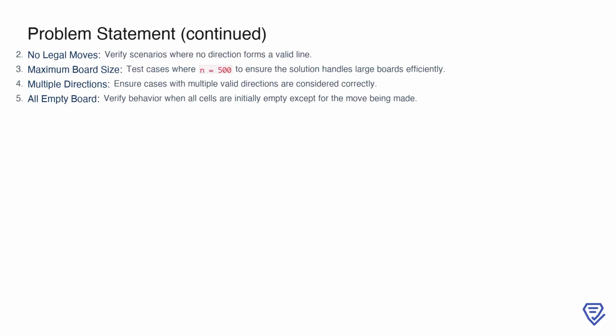To ensure your solution handles all edge cases, consider testing scenarios such as the smallest possible board size of 4 by 4, where the move is near the edge of the board. Verify cases where no legal moves are possible, as well as situations with the maximum board size of 500 by 500 to ensure efficiency. Additionally, test cases where multiple directions form valid lines, or where the board is mostly empty except for the move being made. These tests will help confirm that the solution works correctly across a variety of inputs.